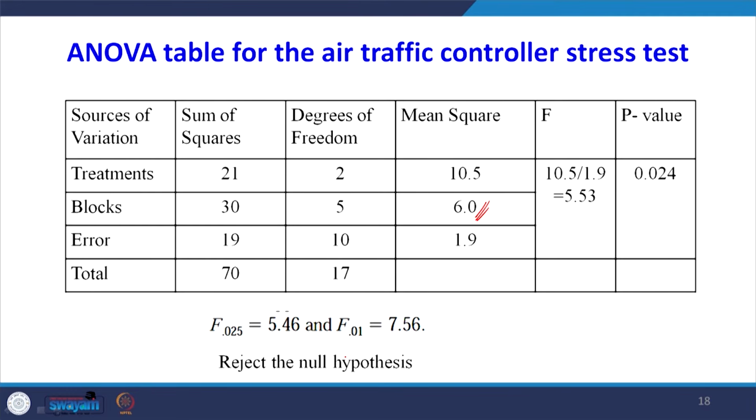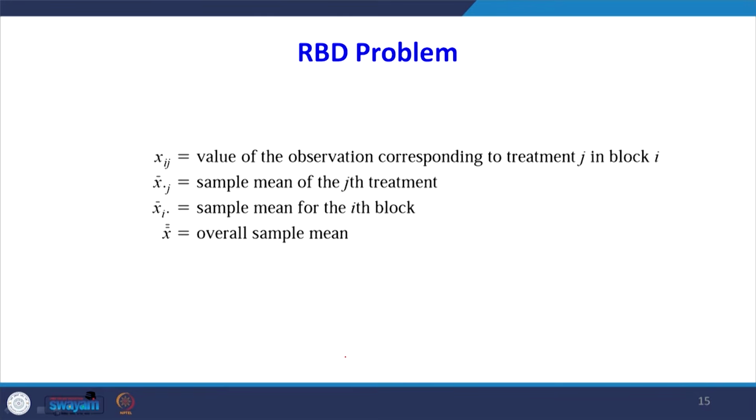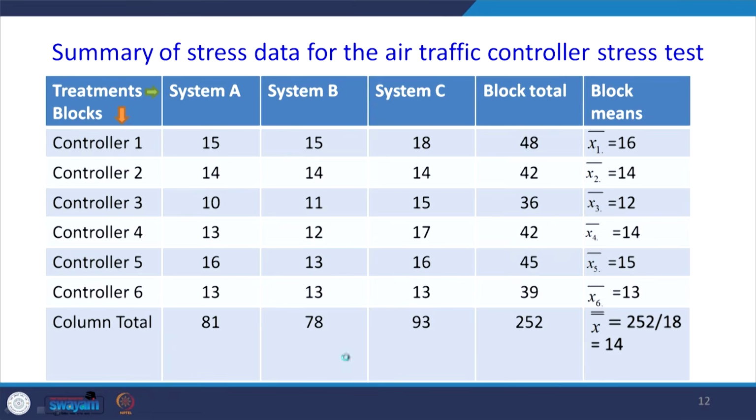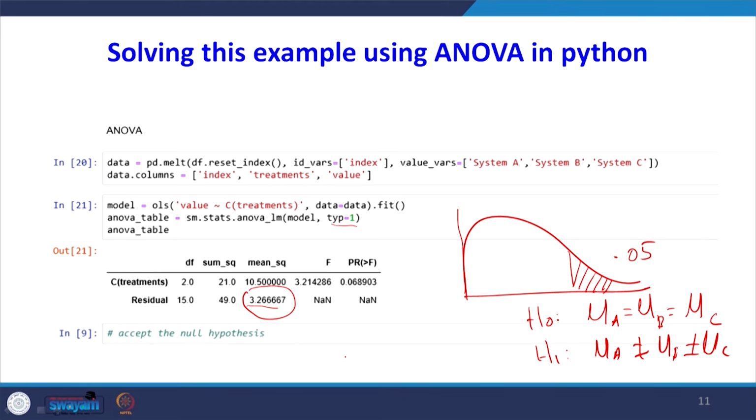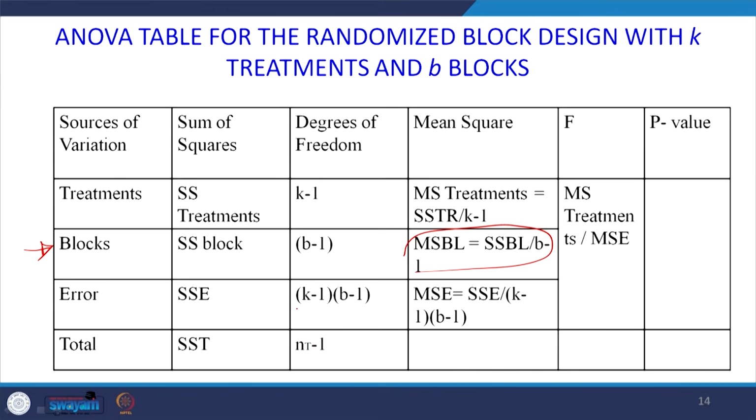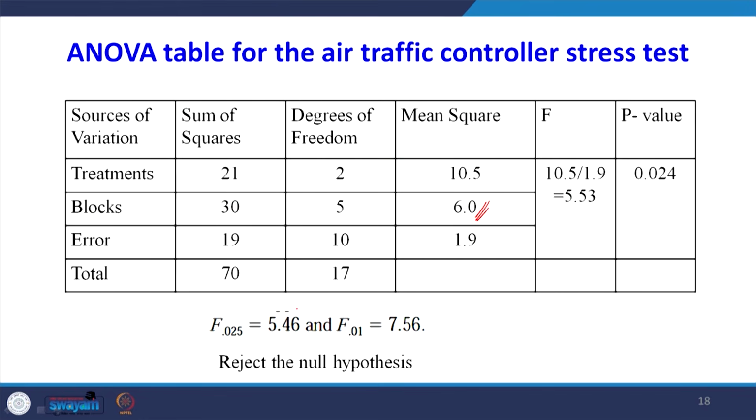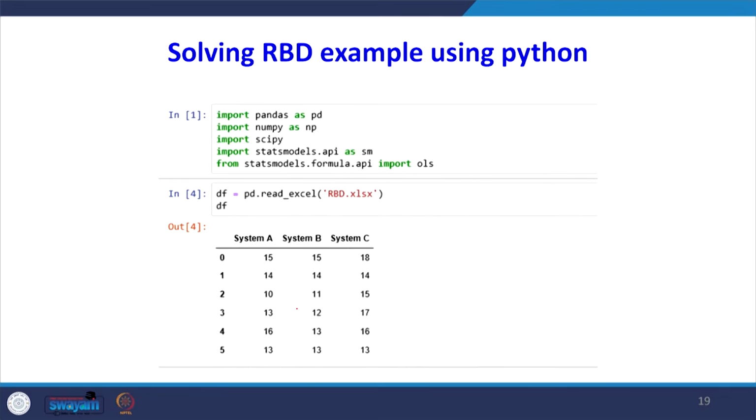So, previously, when we did it without blocking, we accepted our null hypothesis. I am going back, see this, we have accepted the null hypothesis without blocking. After blocking, our decision is completely changed. So, what happened? We have rejected the null hypothesis. We will do it with the help of Python.